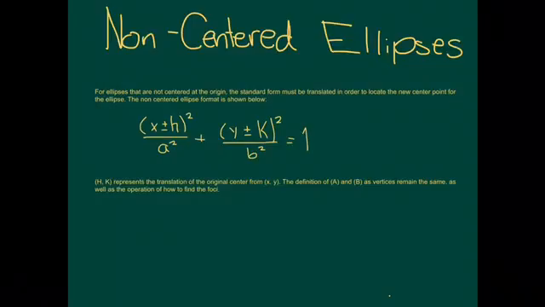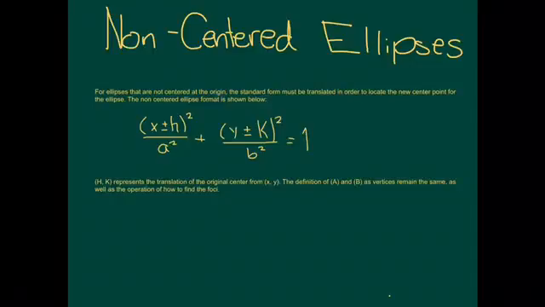Now, the main difference between a centered ellipse and a non-centered ellipse is where the origin is placed. With a non-centered ellipse, they use a different format in order to graph it. Here, the format you can see is x plus or minus h squared over a squared, which represents the x-axis as well as the x point of the new origin point, plus y plus or minus k squared over b squared, which is again the y-axis plus the newfound y position of the center point, equals 1.